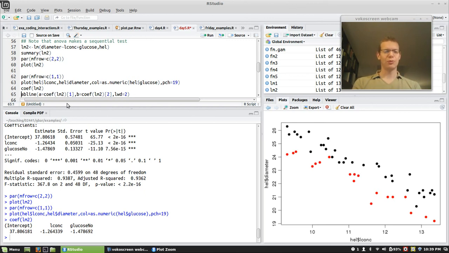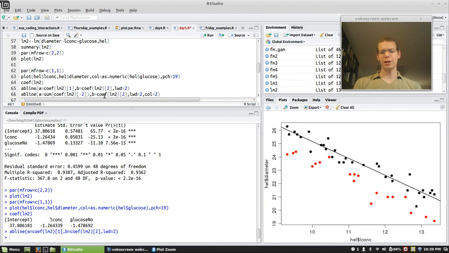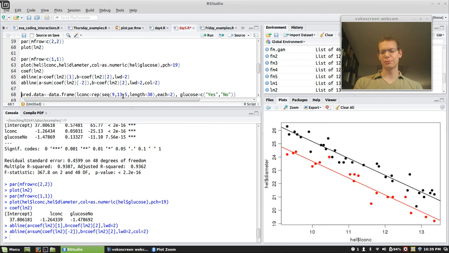Okay, so one way of doing this is to use abline to first use the first parameter as intercept and use the second parameter as slope. Let's try to do that. That gives us this line. And then we could also say, if I sum the first and the third parameter as intercept and again use the second parameter as slope, what would I get? Color it red. So actually the fit looks quite nice.